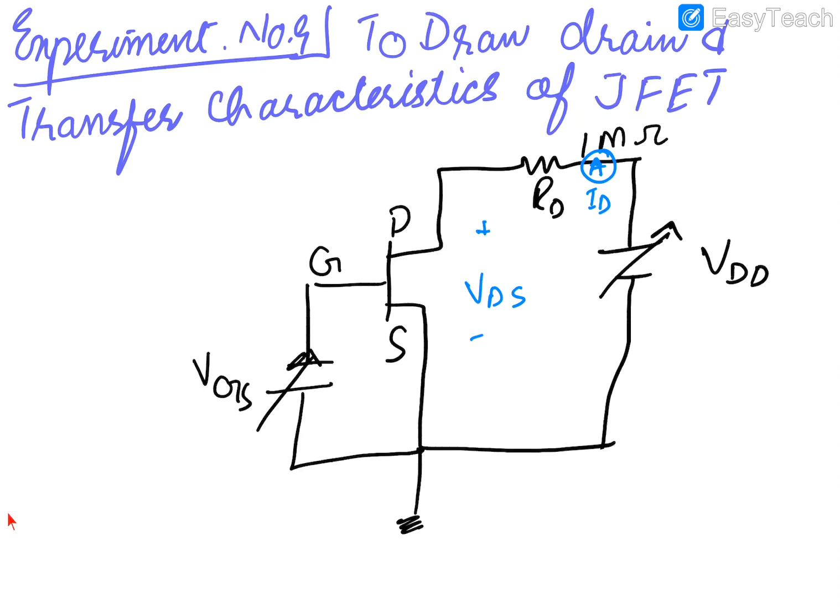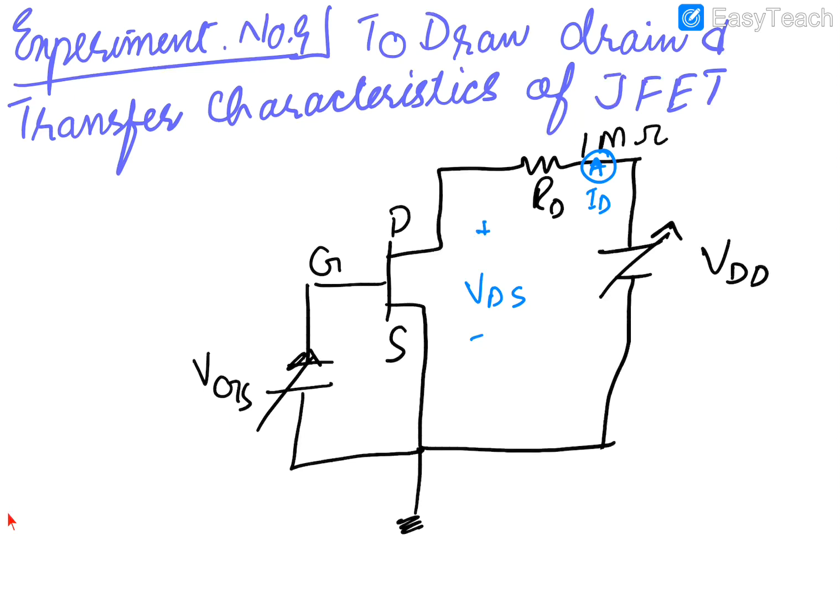For drain characteristics, simply you have to change the value of VDD starting from 0 volt up to 20 volt maximum, and you have to measure VDS and ID simultaneously. And for transfer characteristics, you have to measure the value of VGS and the value of ID.